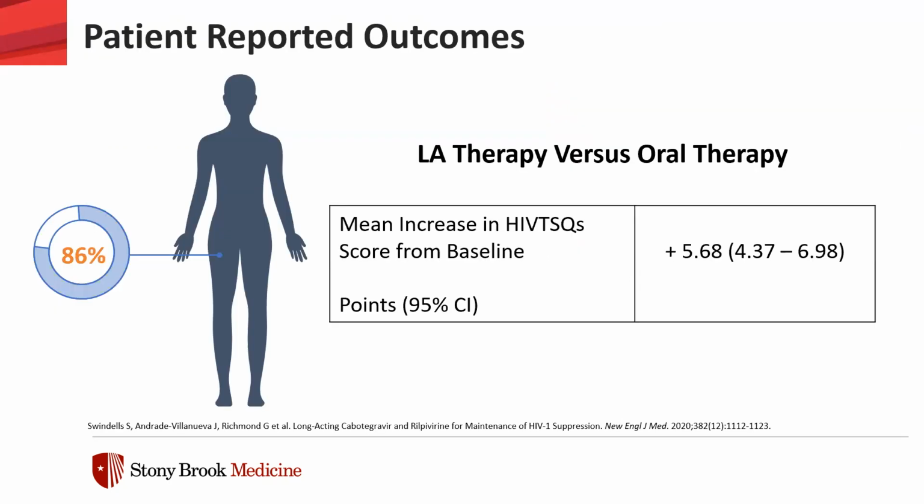The ATLAS trial also evaluated patient-reported outcomes. They looked at patient satisfaction with this HIV treatment satisfaction questionnaire, or HIV TSQ. After 44 weeks, participants in the long-acting therapy group with Cabenuva reported substantially greater improvement from baseline in their treatment satisfaction. The adjusted mean increase in score from baseline was 5.68 times higher in that long-acting group than in the oral therapy group. And when asked, about 86% of participants selected the injectable regimen over their daily oral therapy as their preferred HIV treatment.